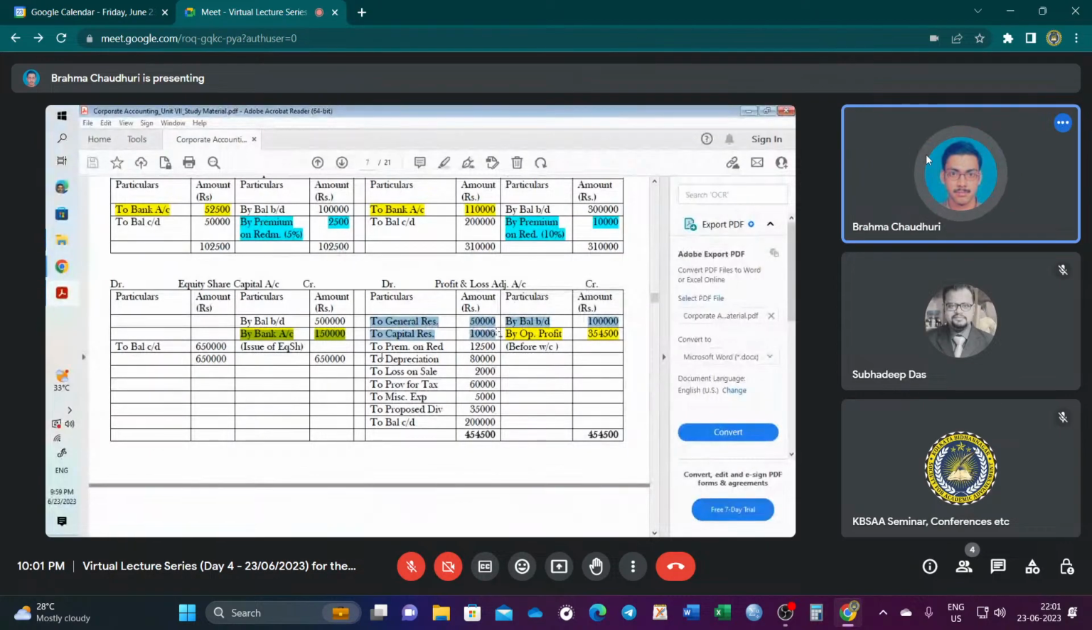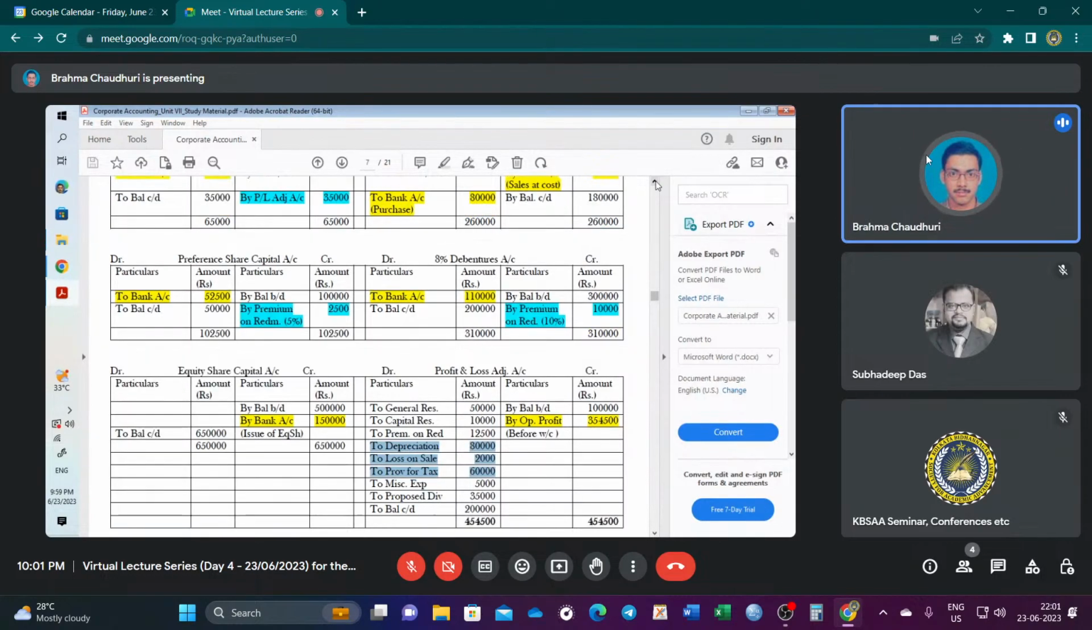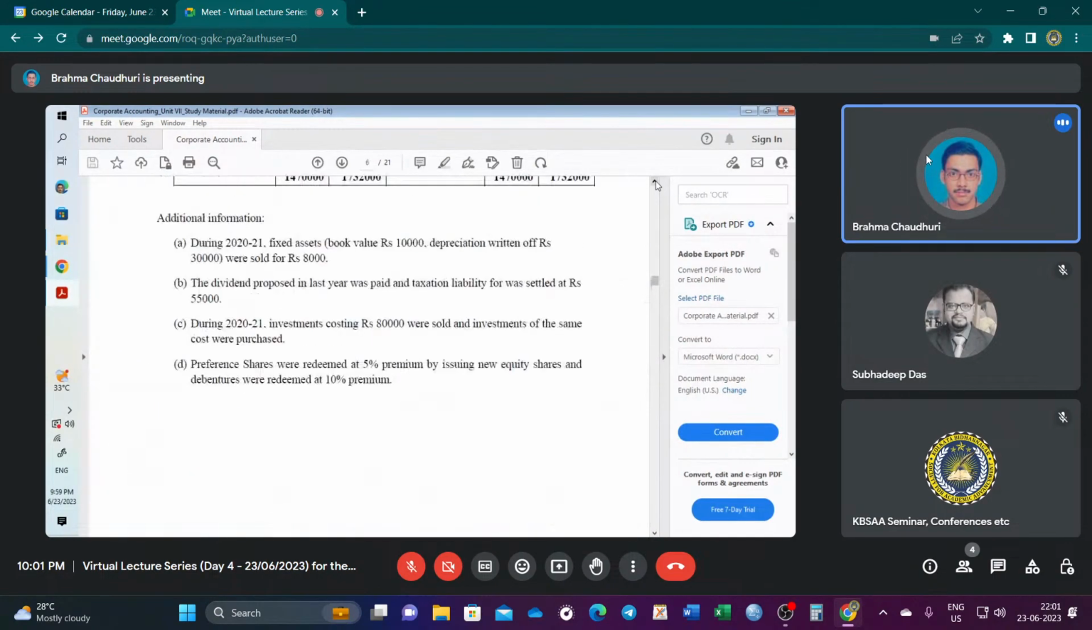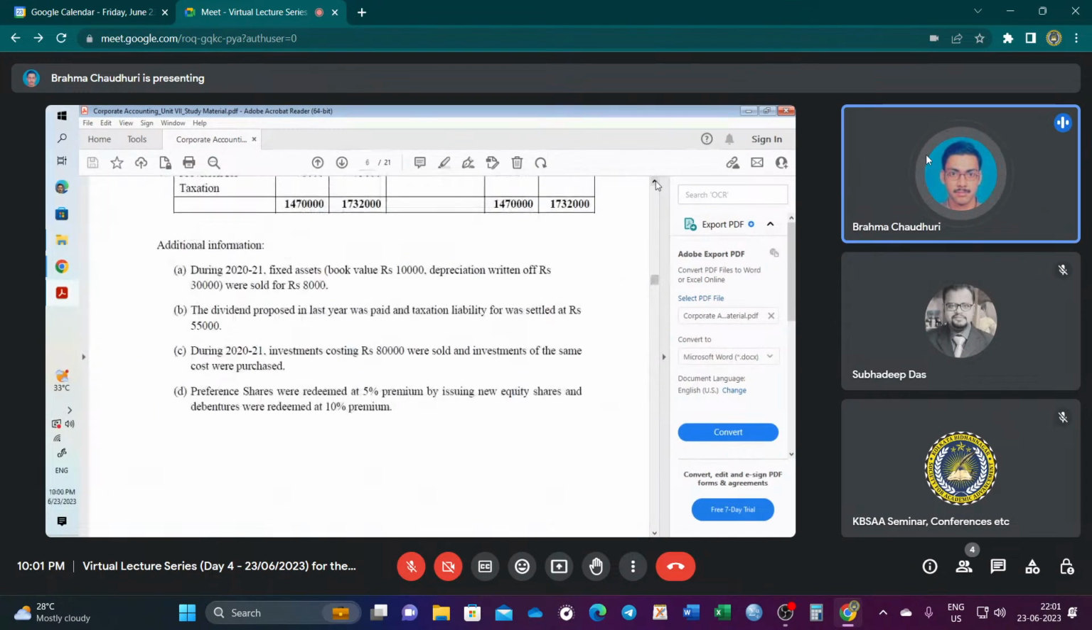Furthermore, we have shown the various depreciation, loss on sale, provision for taxation, and to proposed dividend 35,000. We are showing these three accounts since we have prepared them. Now we will prepare the premium on redemption of debenture and preference share redemption. We will prepare the ledger accounts of both these accounts, and we will ascertain what is the premium that has been paid on this redemption of debenture and this redemption of preferentials.